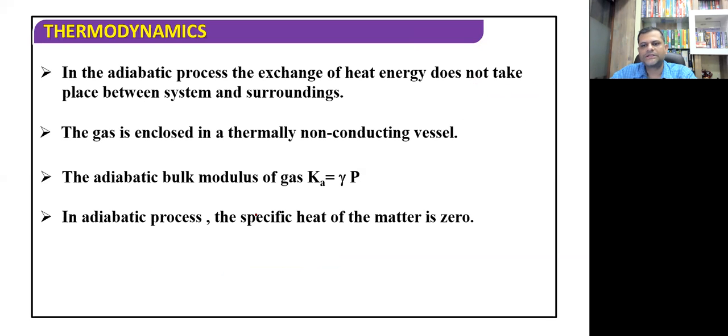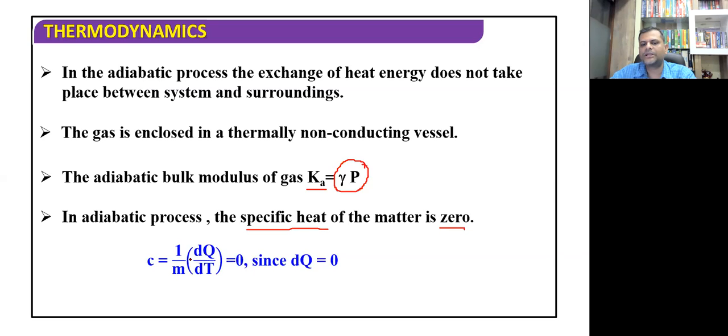Yes, one more thing: in an adiabatic process, what is the bulk modulus? It is gamma times pressure. Remember this properly. And in this case, the specific heat of the gas is always 0, because the specific heat is defined as 1 upon m into dq by dt, right? But here dq itself is 0, and since dq is 0, 0 divided by anything is going to be 0. And that's why in an adiabatic process, the specific heat is always 0.